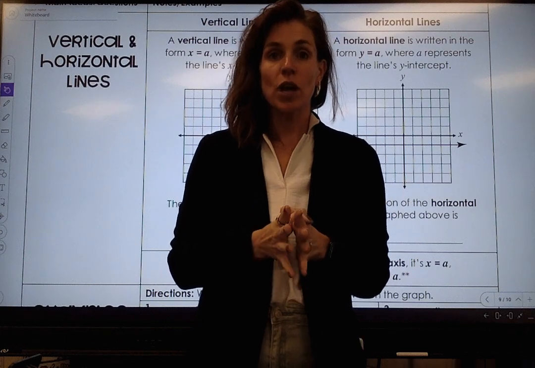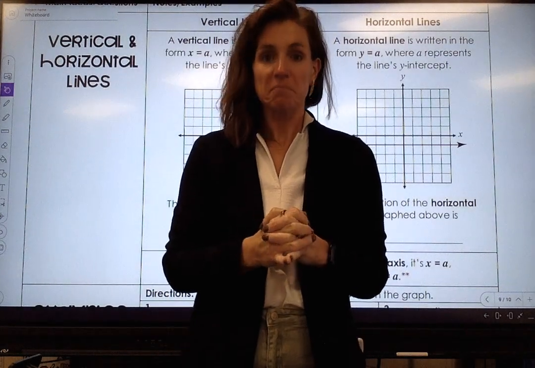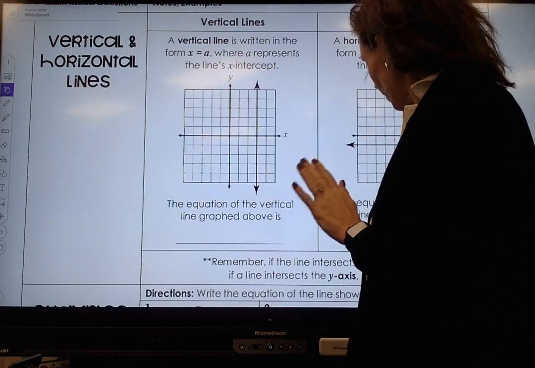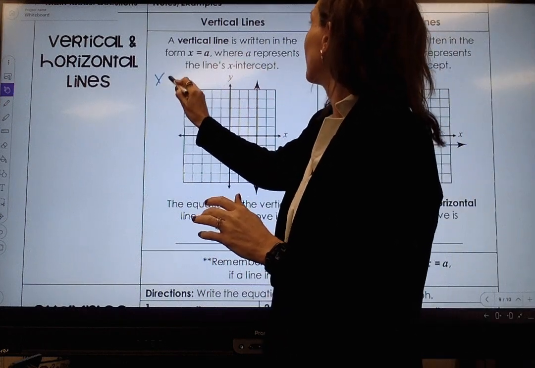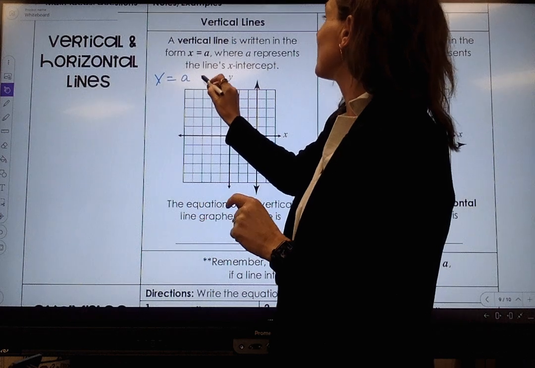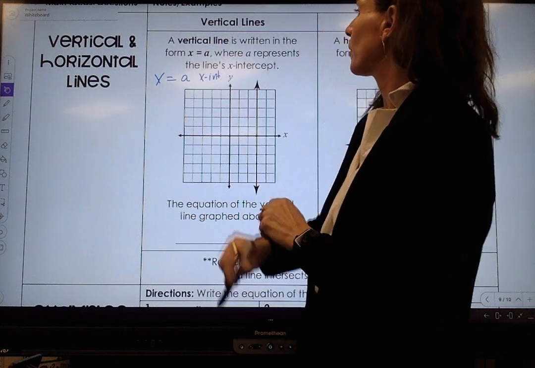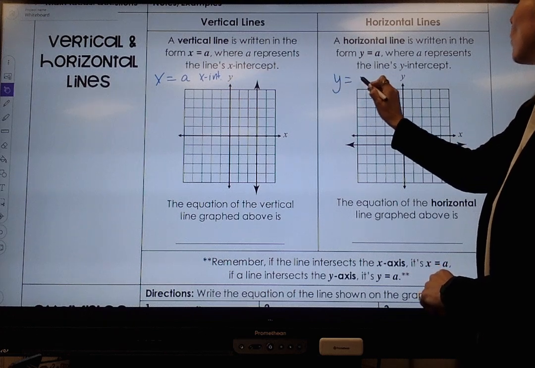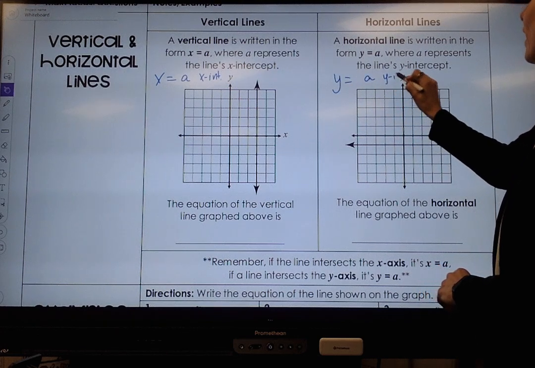In this section, we're going to talk about vertical and horizontal lines. Pretty easy on this one. Okay, so a vertical line is written as x equals A, and A is the x-intercept. Okay? And my horizontal line is y equals A, and A is the y-intercept.